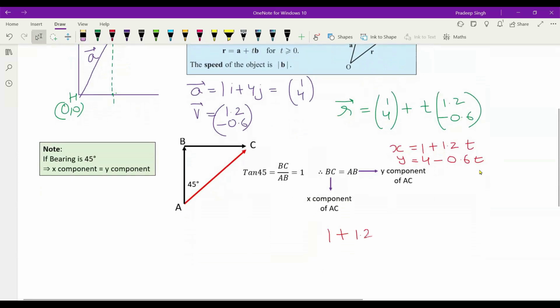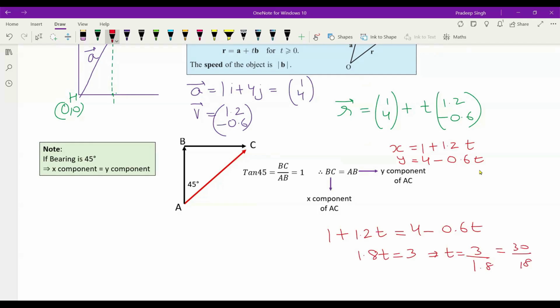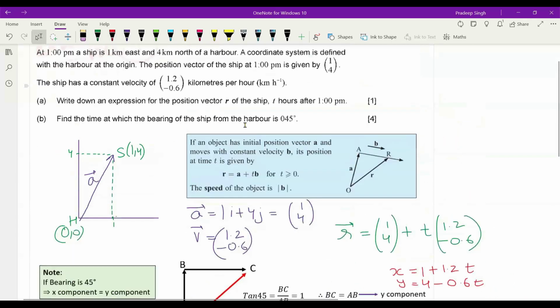So let's do that. The x component, let's equate that with the y component. If we simplify this expression, we'll get 1.8t equals 3. This implies t will be 3 upon 1.8. Let's simplify this. So we'll get 10 upon 6 or 5 by 3. So 5 by 3 is the time after which the bearing of the ship is 45 degrees.